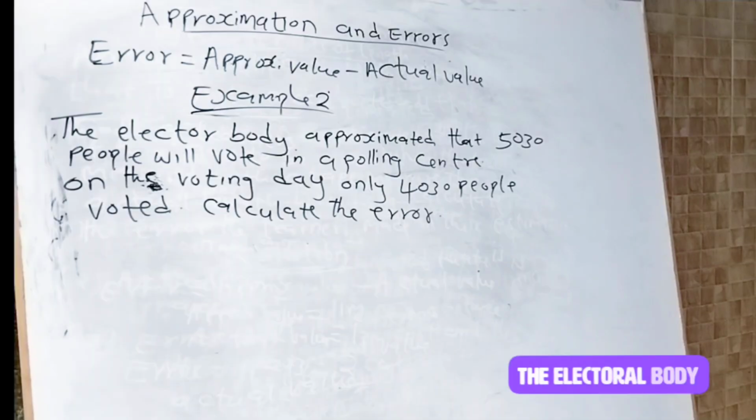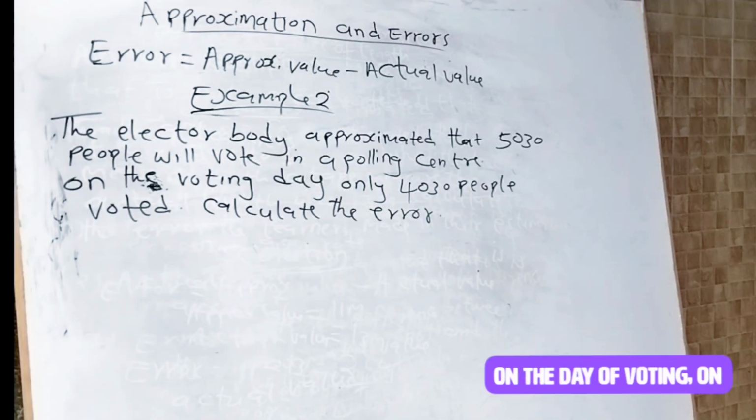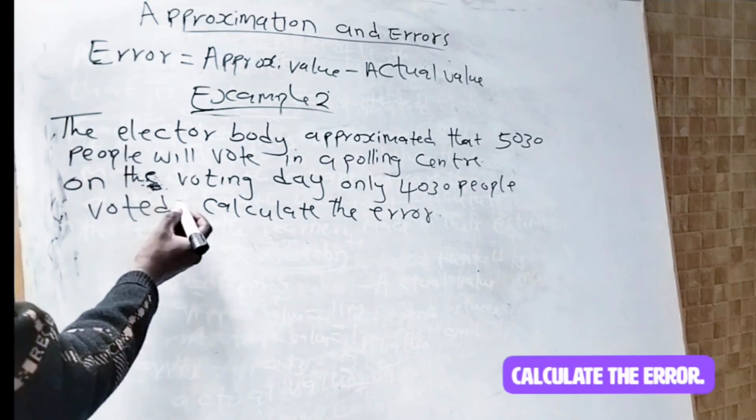We're going to do the second example. The electoral body approximated that 5,030 people will vote in a polling center. On the voting day, only 4,030 people voted. Calculate the error.